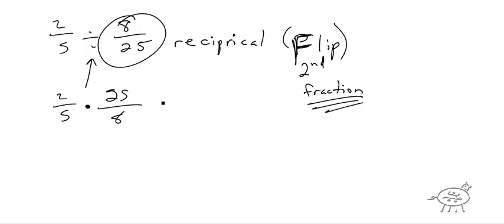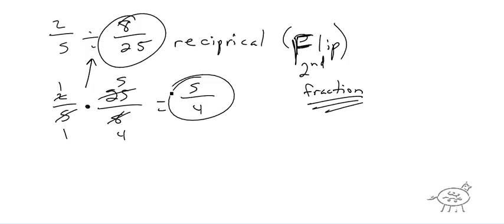And then it's just like the old days, which is what I taught you 5 minutes ago, but you cross-cancel. So 2 goes into 2 once, 2 goes into 8 4 times, 5 goes into 5 once, 5 goes into 25 5 times. Multiply straight across, and you get 5/4.